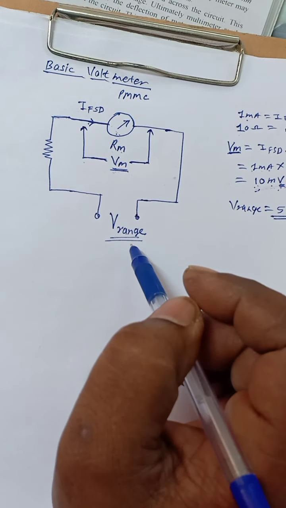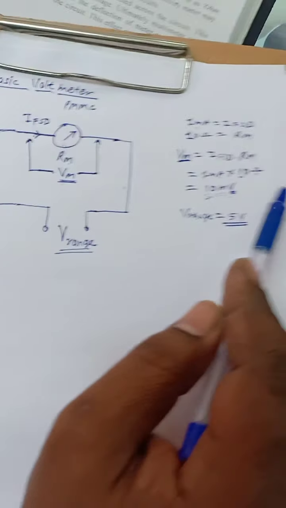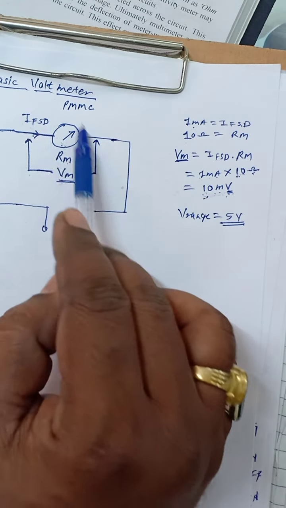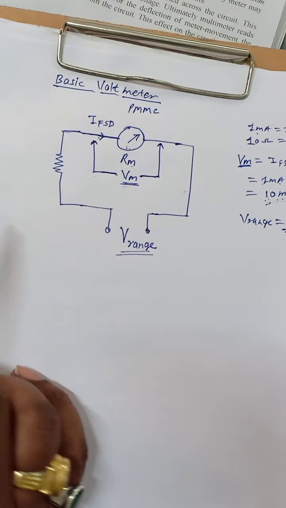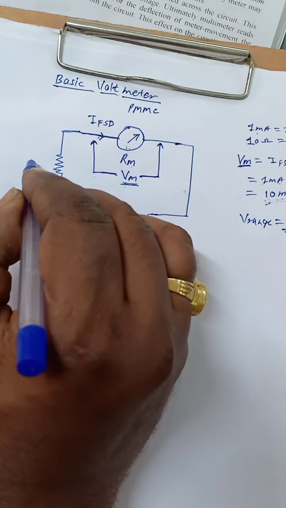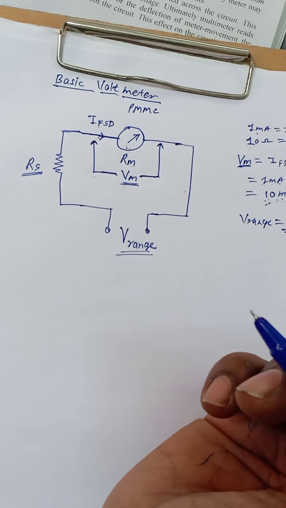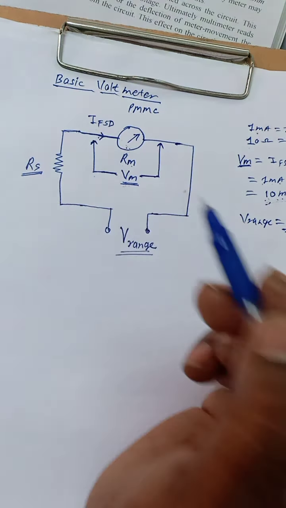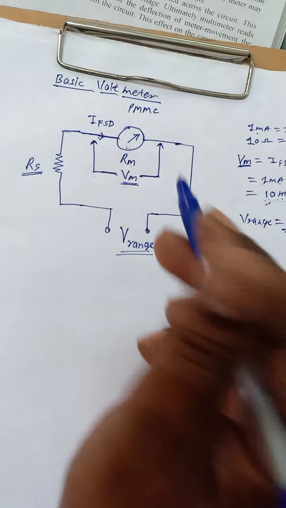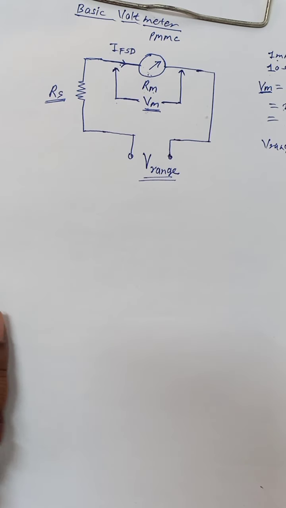So if you apply V range of 5 volt, then only 10 millivolt is dropped across this meter, and the remaining will drop across this resistance. So this is RS, the series resistance. Okay, so you are going to design this now. To design this, we will show how to derive it here.